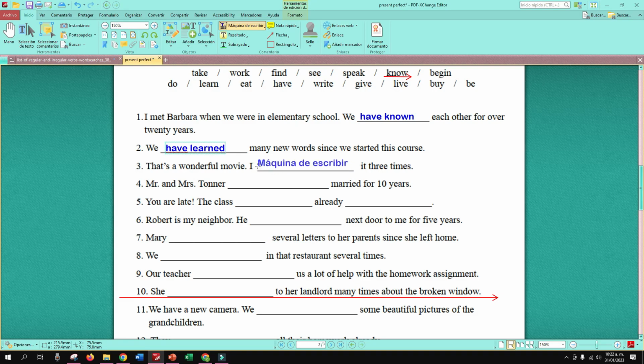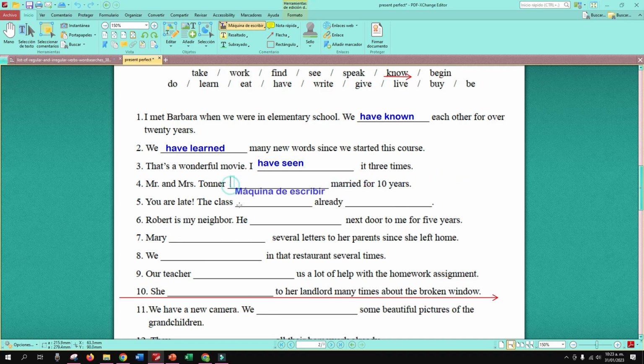What about the number three? That's a wonderful movie. I have seen it three times. Perfect. I have seen. Excellent. So that's wonderful. Have seen. Right. That's why you're using the auxiliary have, right? In the verb see, that's seen in past participle.